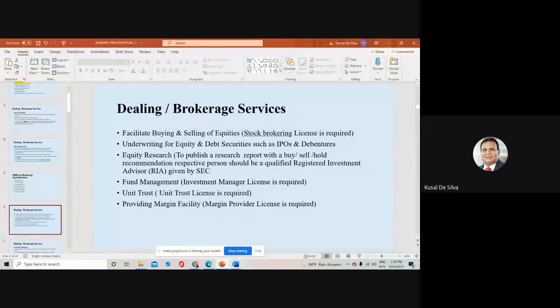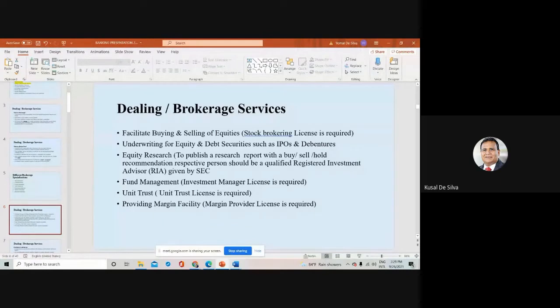Equity research: they publish research reports with buy, sell, hold recommendations, and in order to give a buy, sell or hold recommendation, RIA certification should be there. This is issued by the Securities and Exchange Commission. The person should be qualified with RIA to give a buy, sell or hold recommendation to any third party. So this is a must, and it's compulsory to have this qualification.